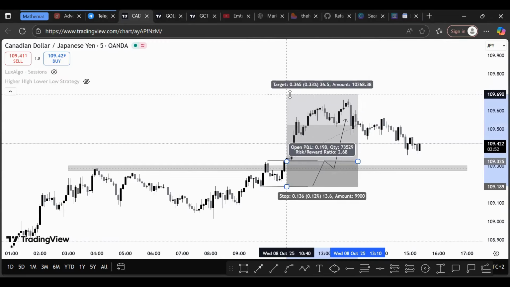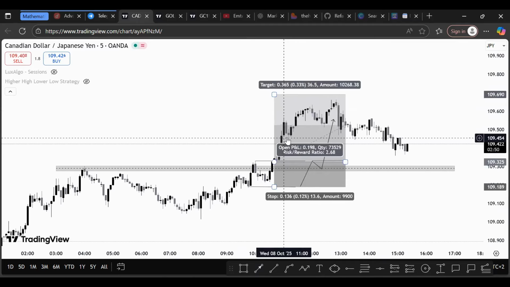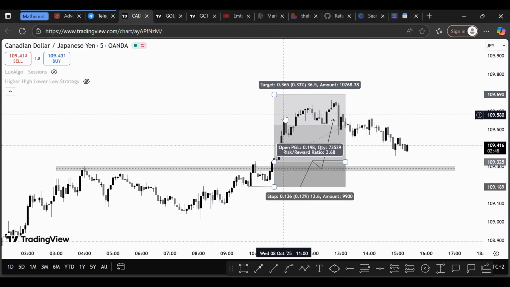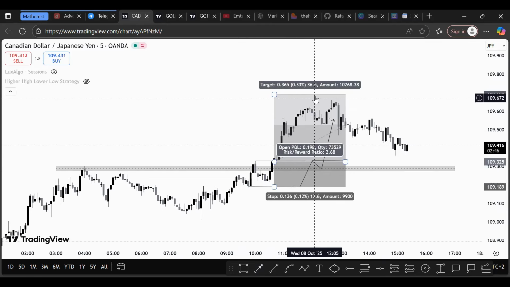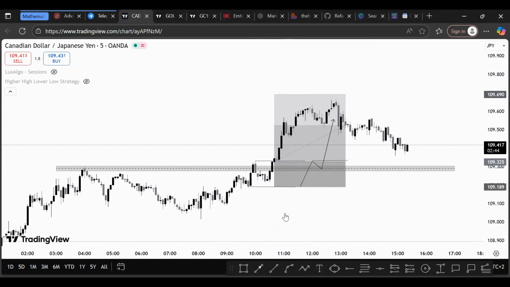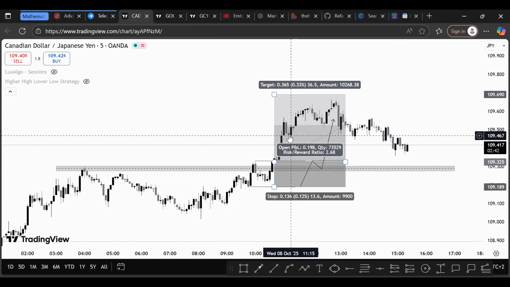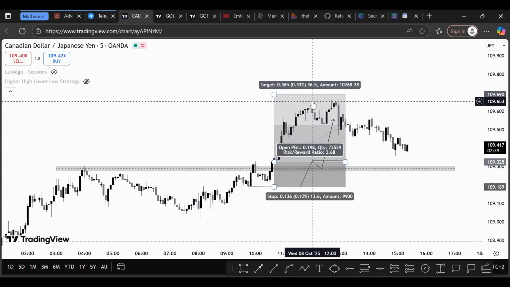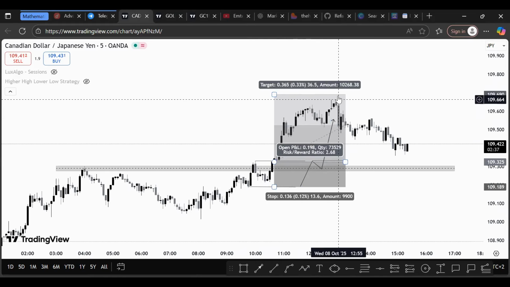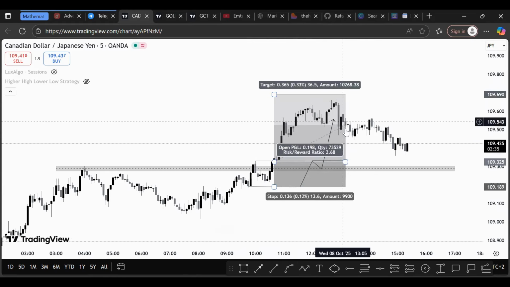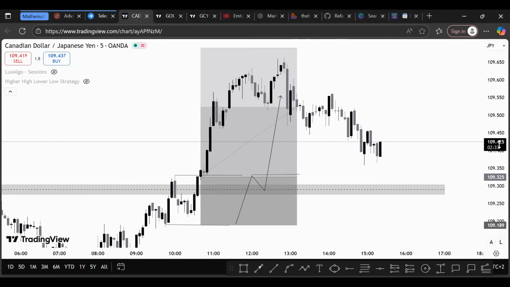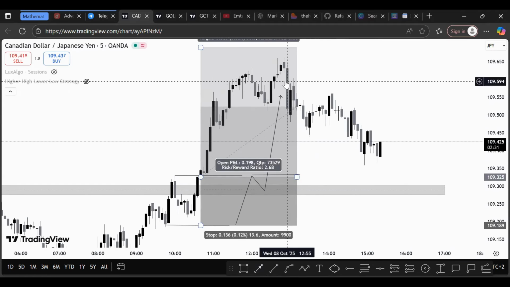but I closed at 1:1 because I moved my stop loss below this level once price gave a higher high and higher low, and started to move to the upside. I then moved my stop loss below this higher low here. And then price gave us a higher high, a higher low, a higher high, and then gave us a lower low.